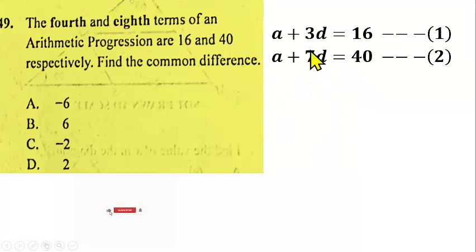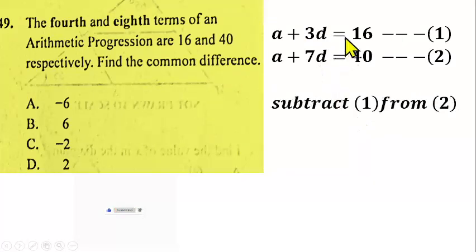So we can remove equation 1 from equation 2. So we have 7d minus 3d, that will give us 4d. 40 minus 16, that will give us 24. We can divide both sides by 4, that will give us d to be 6, which is the common difference. So the common difference will be 6, which is option B.